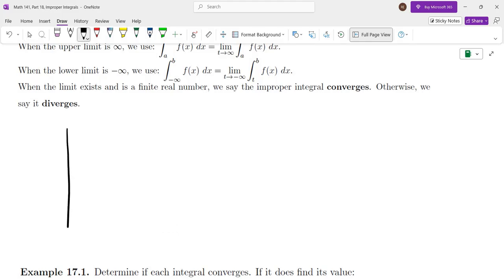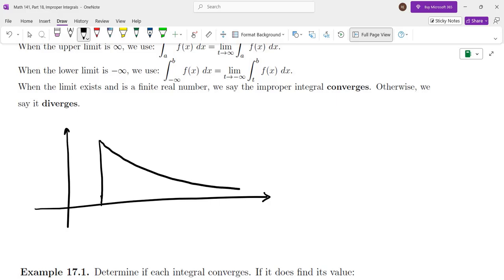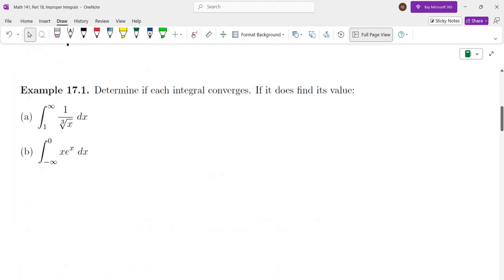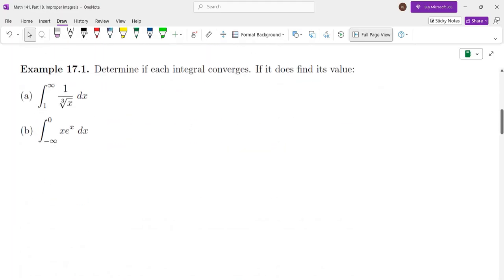So let's see what that means. Let's say you have a function and you want to integrate from 1 to infinity. So what does it mean? It means we take the integral from 1 to t and then we let t go to infinity. If this area tends to a number, then we say the integral from 1 to infinity of f of x dx converges. And if it approaches infinity, then we say it diverges. Let's do a couple of examples on that.